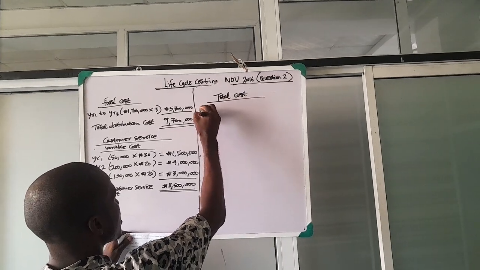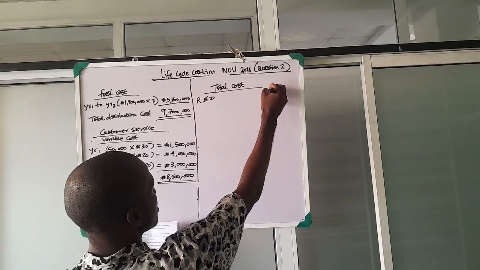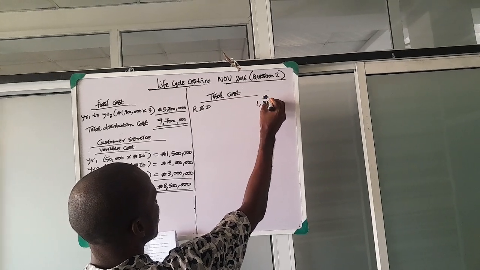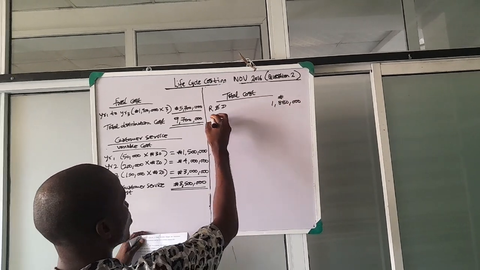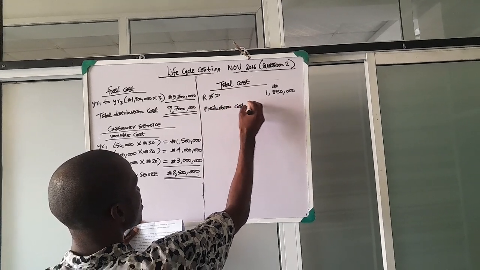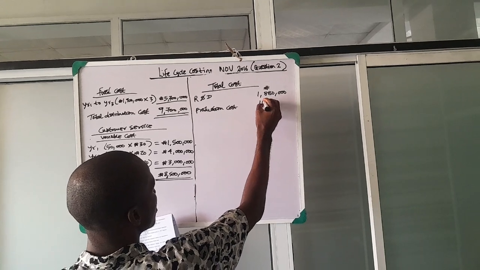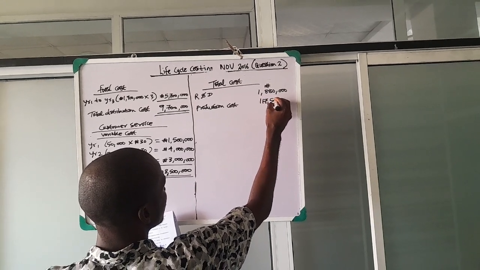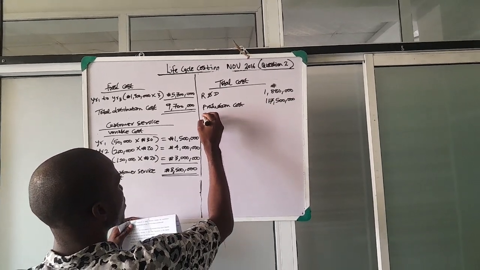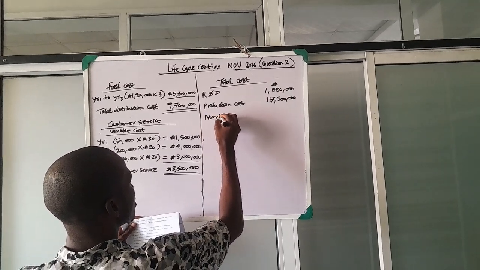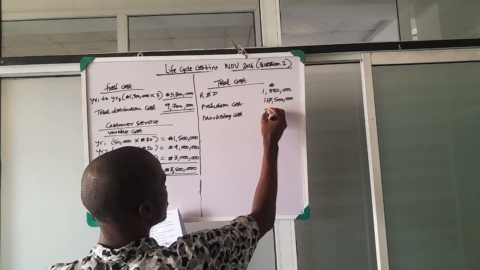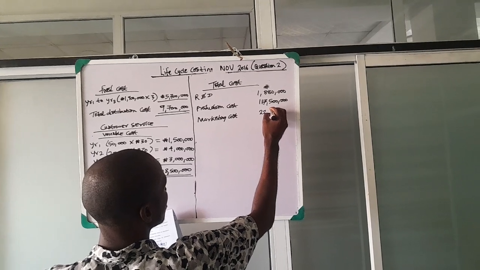So to get the total costs, we start from the research and development cost. Research and development is how much? 880,000. We move to the production cost, which is 117,500,000. Then we move to the marketing cost. And the marketing cost is what? 22 million.